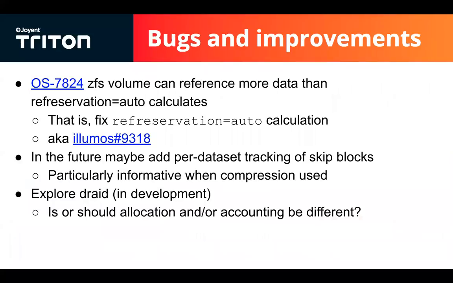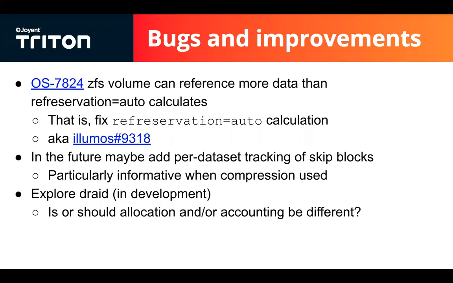So what are we doing? I've been working on Illumos 9318 to make it so that the refreservation equals auto. That is actually the Illumos version of the fix for OS 7824. I just worked it in Illumos, so it's easier to get some of the ZFS folks outside of the company to take a look at it. And so that should be landing in the next couple days.